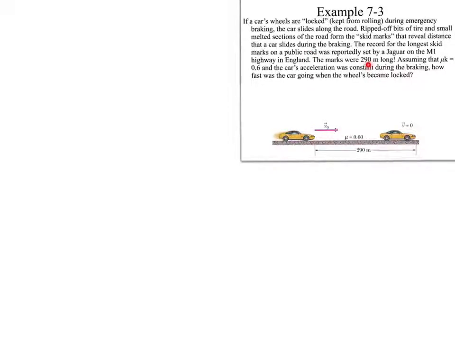So let's go ahead and write that down first of all. Our displacement equals 290 meters. That's pretty ridiculously long. That's longer than 3 football fields, I think. And I guess it makes sense that a Jaguar or some sort of supercar was doing that. So the question is, how fast was the car going when the wheels became locked?